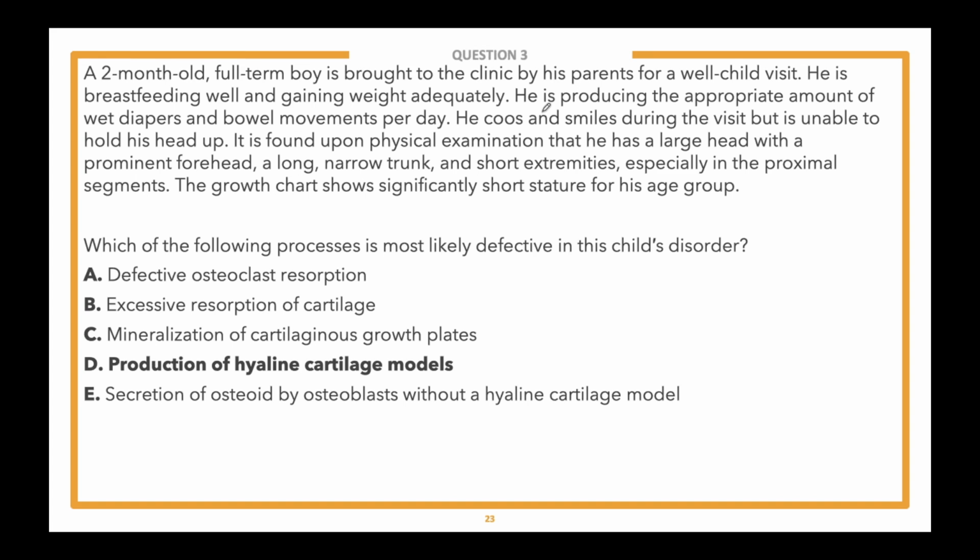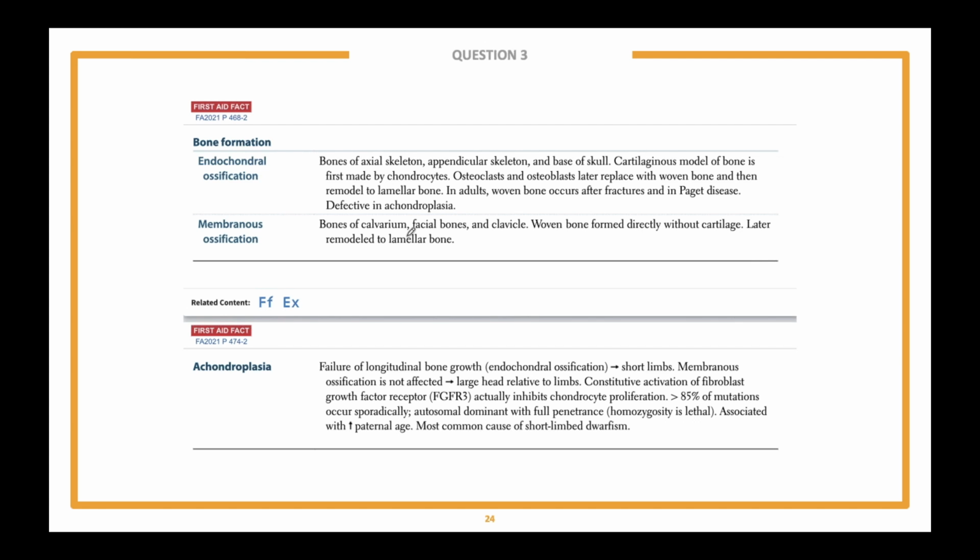Interestingly though, this is a process that involves the long bones, okay? The long bones of the limbs form via endochondral ossification, okay? And on the next slide, Sean has gone ahead and pulled up a very important table that talks about bone formation, okay? So at the very bottom, we see achondroplasia, okay? It's a failure of longitudinal bone growth or endochondral ossification that leads to short limbs. So what is endochondral ossification?